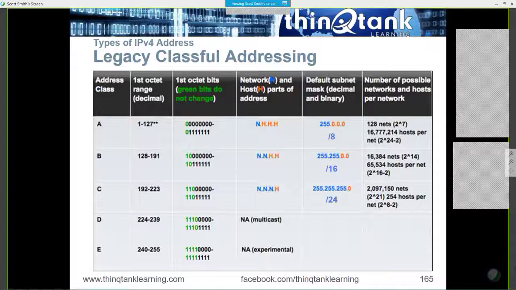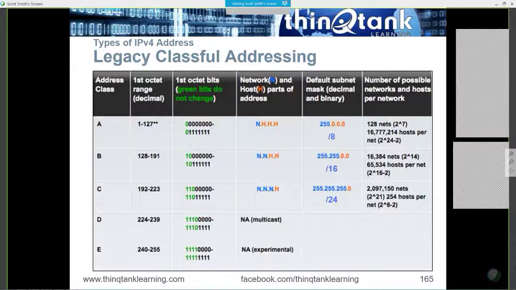Any kind of address that uses its predefined mask is considered to be classful. Anything that doesn't use its predefined mask is considered to be classless. Classless is good. Classful is bad, because classful means no subnetting.